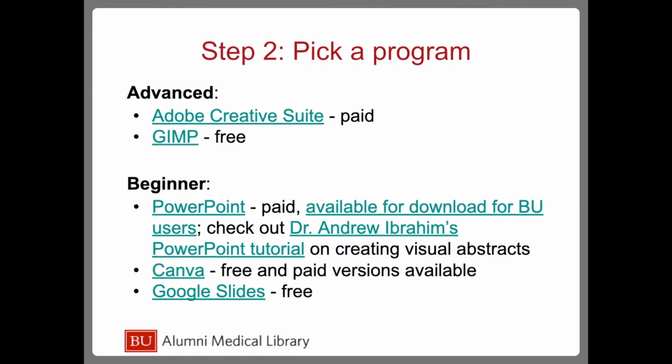Okay, so once we've picked our paper, the next step is to pick a program that we're going to use to create our visual abstract. And there's a bunch of different options out there. If you have a design background, if you're like a design hobbyist, a couple of good programs to try out would be, in the Adobe Creative Suite, something like Adobe Illustrator. Kind of the open source and free version of Adobe would be GIMP.